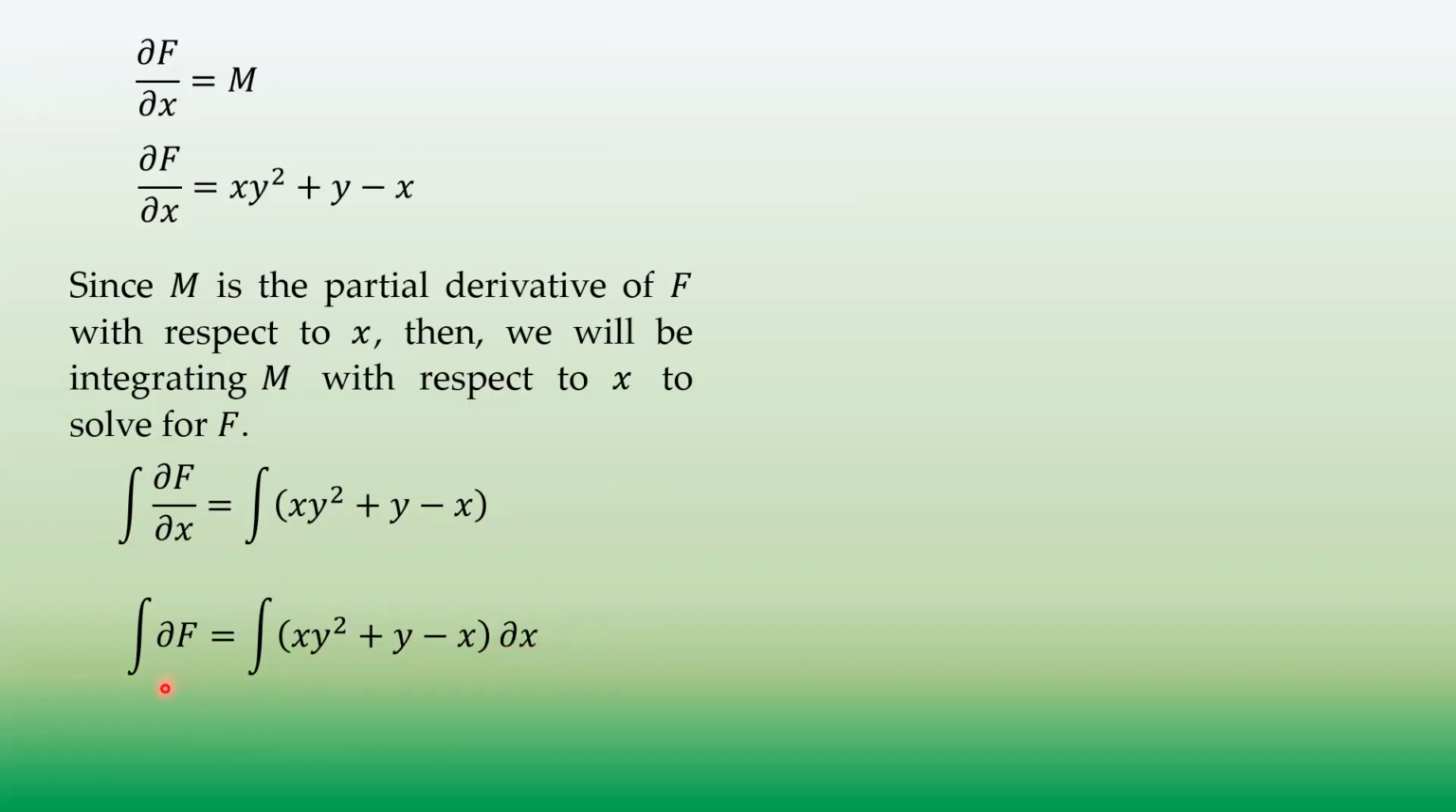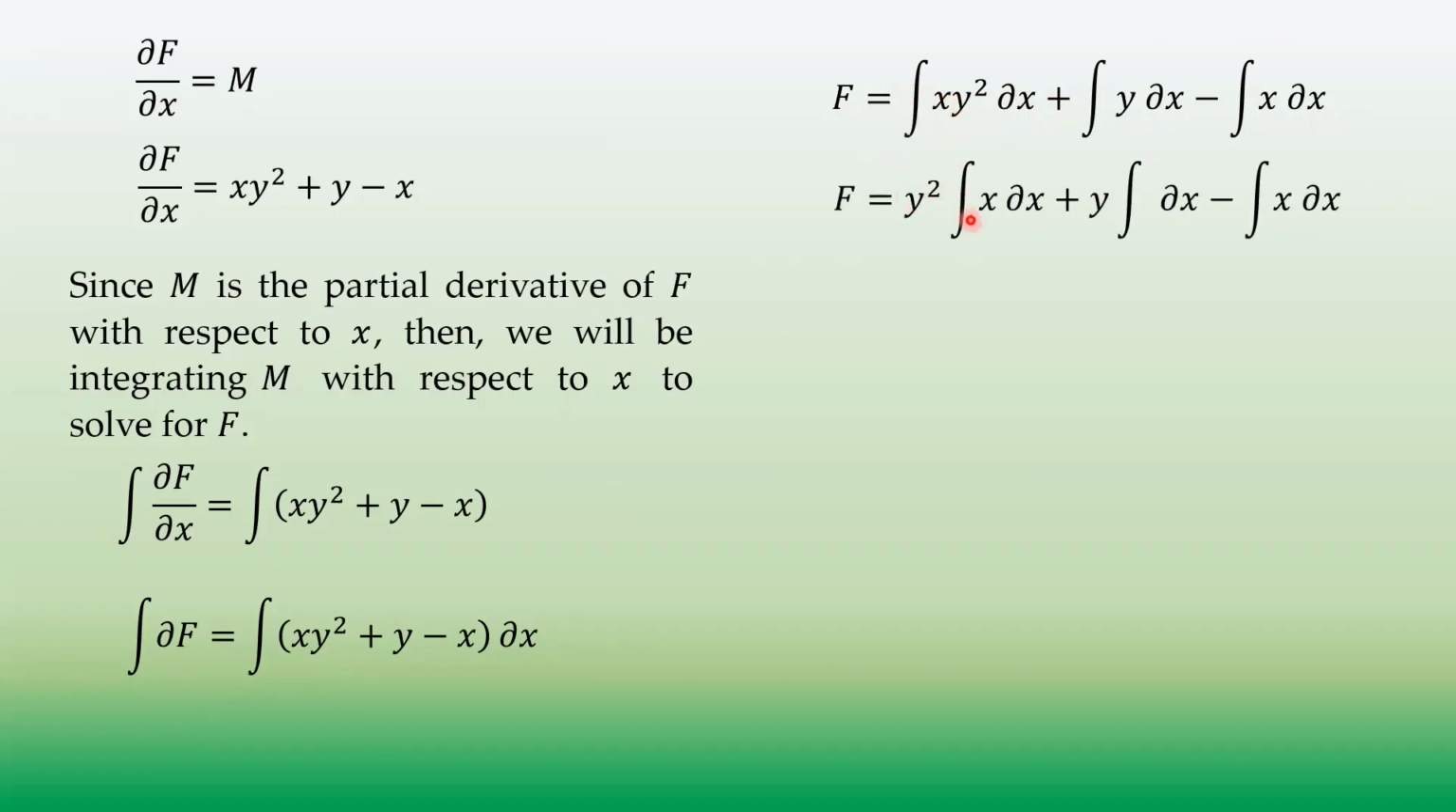So integral ng df ay magiging f. So we have f equals, pagbukod-bukurin natin, integral of xy squared dx plus integral of y dx minus integral of x dx. Ngayon, tayo ay nag-i-integrate partially lang, so x ang ating variable, so yung y muna ay constant. So ilabas yung y: y squared integral of x dx, plus y integral of dx, minus integral of x dx.